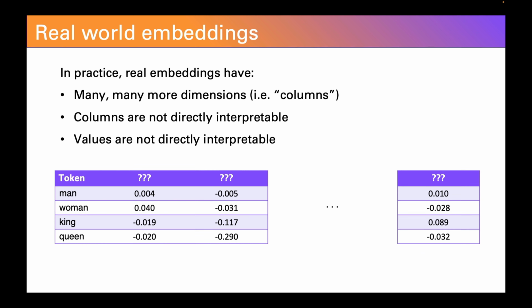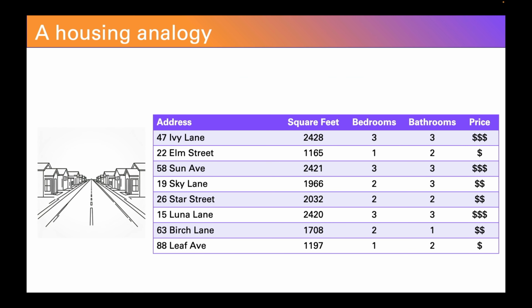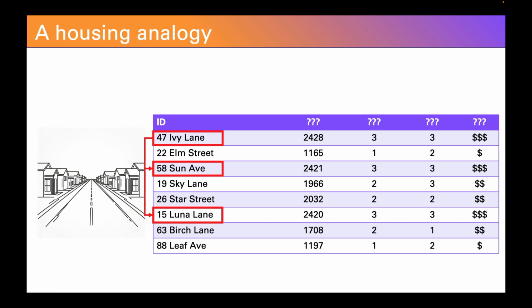man example. So it's a little bit like in our housing analogy, if someone basically removed the labels at the top of the columns. This would still be useful information, though, if we were house hunting. If, say, I went to 47 Ivy Lane and I really like that house and I want to know what the other houses like it might be, I'd know from this data that 58 Sun Ave and 15 Luna Lane would actually be very similar based on looking at the values in these columns.